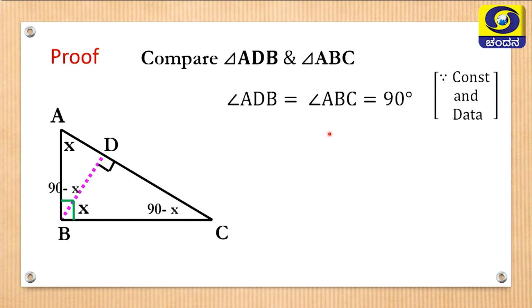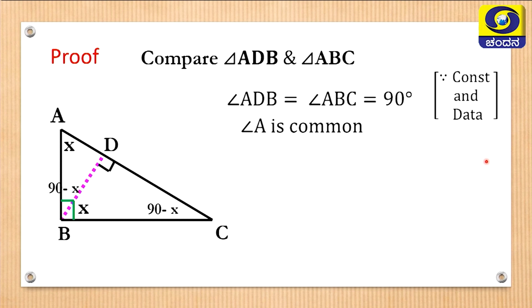What is angle ABC? It is 90 because of data. Therefore, angle ADB is equal to angle ABC, which is equal to 90 because of construction and data, children. Okay. Now, which is the second one you want to choose? So, angle A is common to both the triangles.